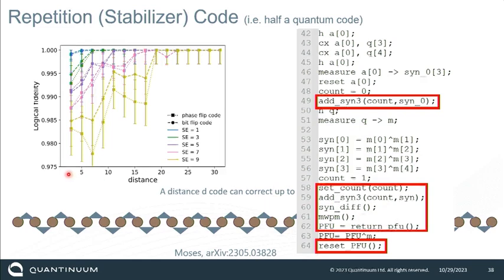So on this graph here, we have the code distance. For each one of these, we went out to 9 rounds of syndrome extraction. That's kind of an arbitrary number. And then you see the logical fidelities here.